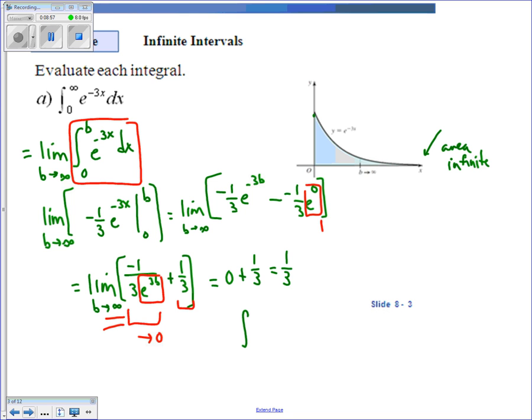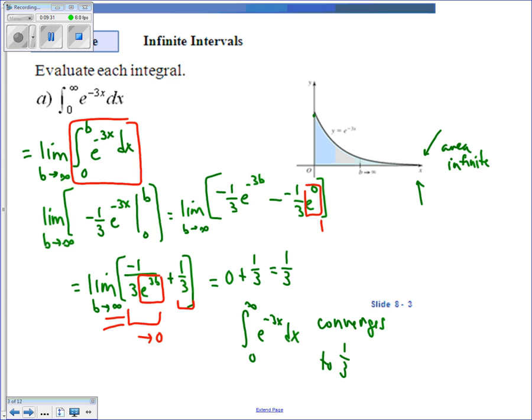So the integral of e to the minus 3x dx from 0 to infinity converges, and it converges to the number 1/3. So what that means area-wise, we're trying to find that infinite area. The area goes on and on. But what this is saying is that this function is tapering off so greatly out here on the right side that the area is getting closer and closer to 1/3. The further you let that be on the x-axis, the closer that area is getting to 1/3.